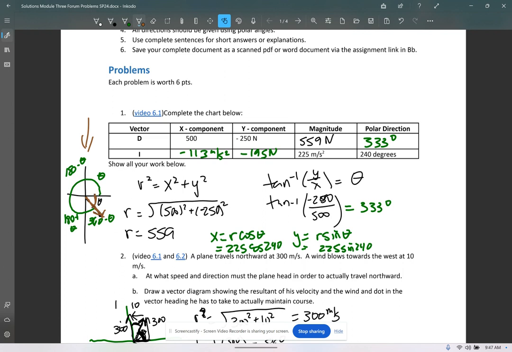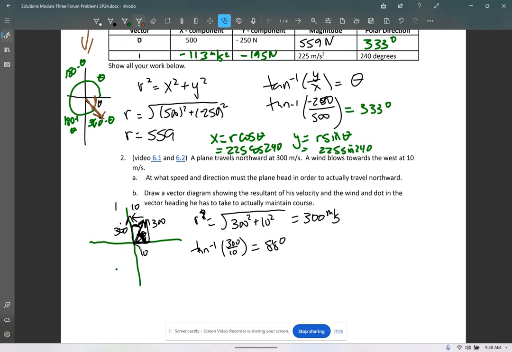In I, you're going to use x equals r cosine theta and y equals r sine theta. Be careful. Make sure your calculator is in degree mode. And if you use that polar angle, then you don't have to think about what quadrant you're in and whether it should be positive x's or negative x's, or positive y's and negative y's. So that's why I like the polar, because when I take r cosine of 240, it's going to give me a negative 113, and I don't have to stop and think, oh, is this south of west? Okay, I need to make sure it's west, negative 113, and south, negative 195.